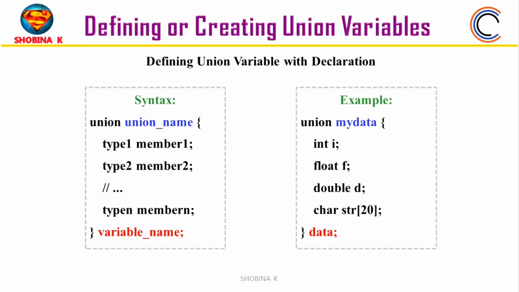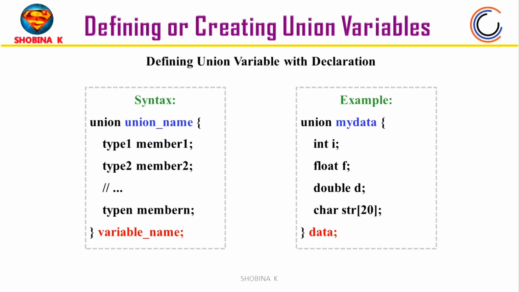In first method, you can declare a union variable while defining the union type. This is the syntax. This declares a union type named union_name. Inside the braces, you define members of the union, each with its own data type, type 1, type 2, type n. After defining the union type, variable_name declares a variable of that union type. This variable can be used to store any of the members defined within the union.